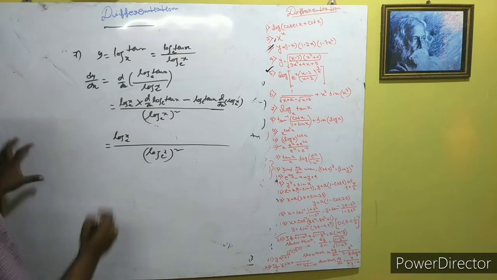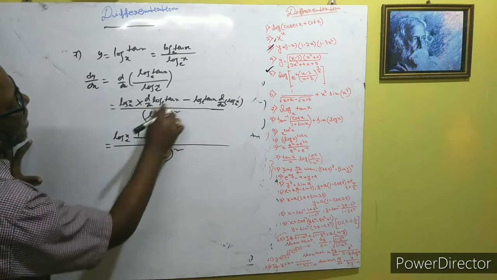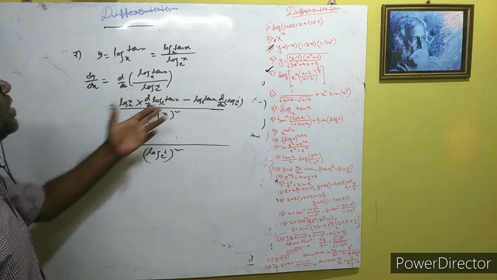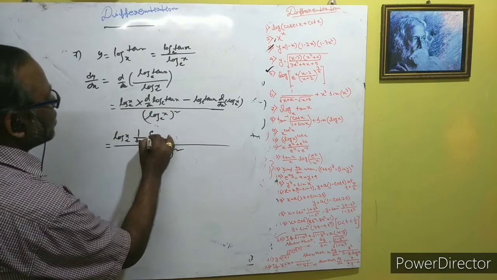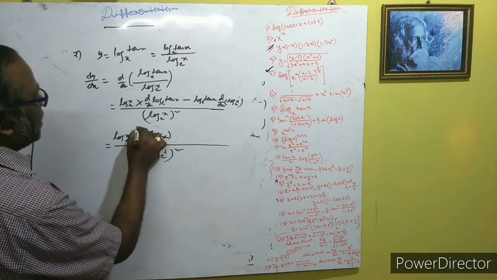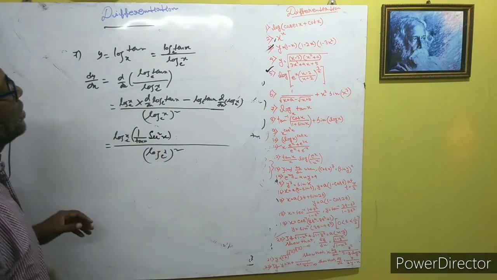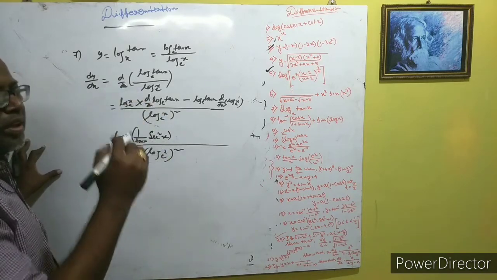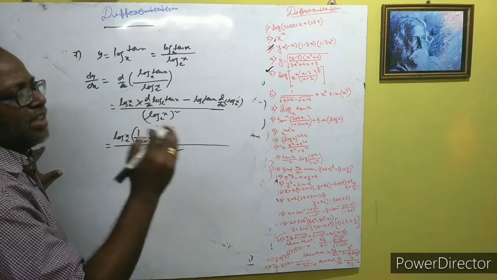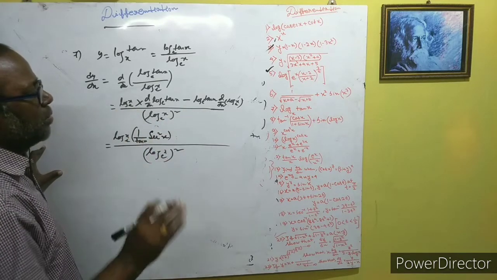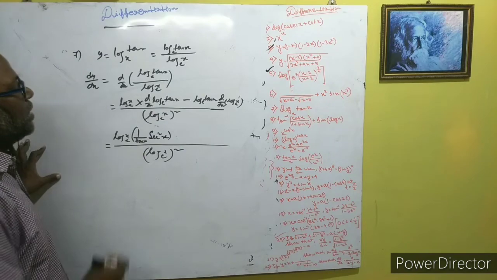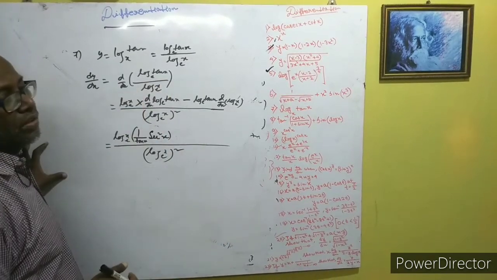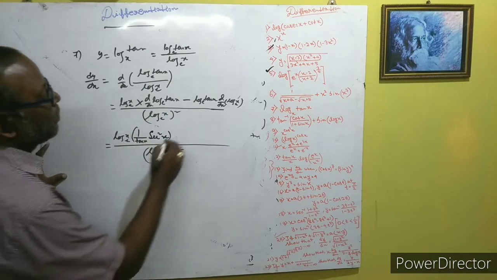Differentiation of log x is 1 by x. Here x is represented as tan x, so this is 1 by tan x. Again d/dx of x is 1, but here it is tan x, so d/dx of tan x is sec square x. I think the students all better understood here. Again I repeat, differentiation of log x is 1 by x into d/dx of x. The derivative of x is not needed to write here, but here it is log tan x, so we can write 1 by tan x. Again in place of x, differentiate tan x, so you get sec square x.